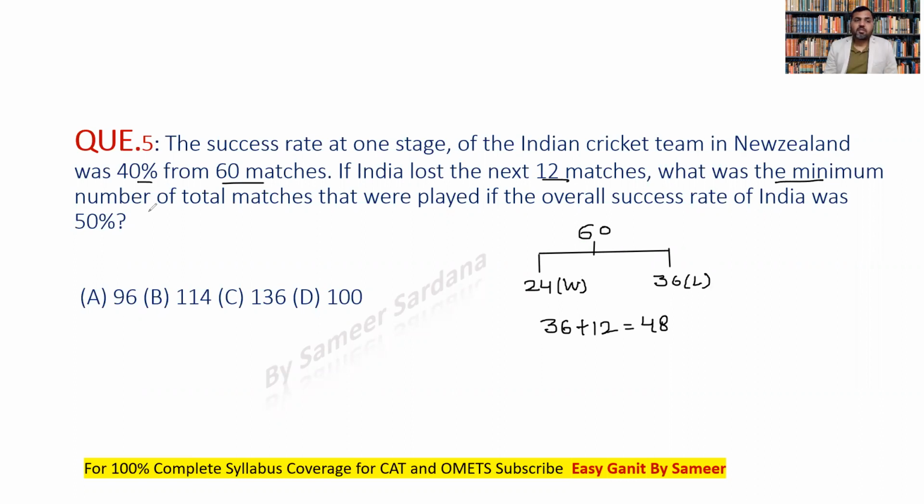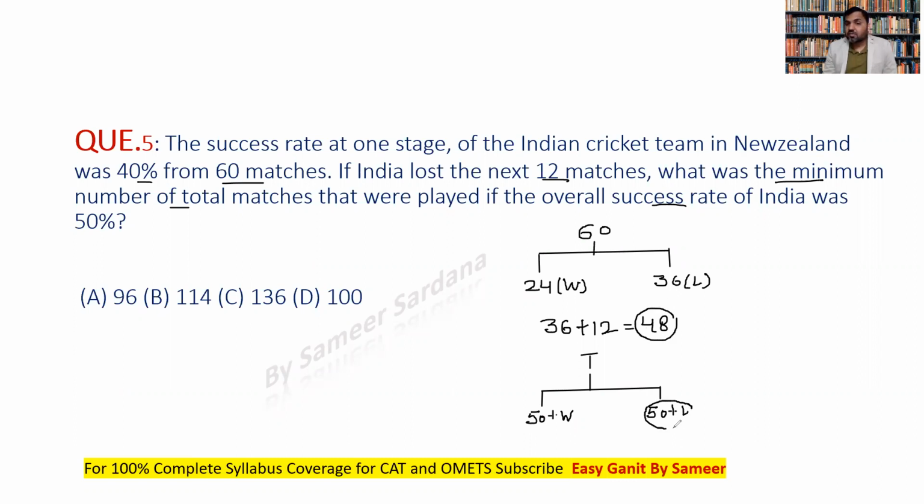What was the minimum number of total matches that were played? The overall success rate of India was 50%. So whatever is the total number of matches, we do not know the total number of matches, right? India is winning 50% and losing 50%. Out of total number of matches, 50% of the matches are won by India, 50% of the matches are lost by India. And we know that total number of lost matches are 48.